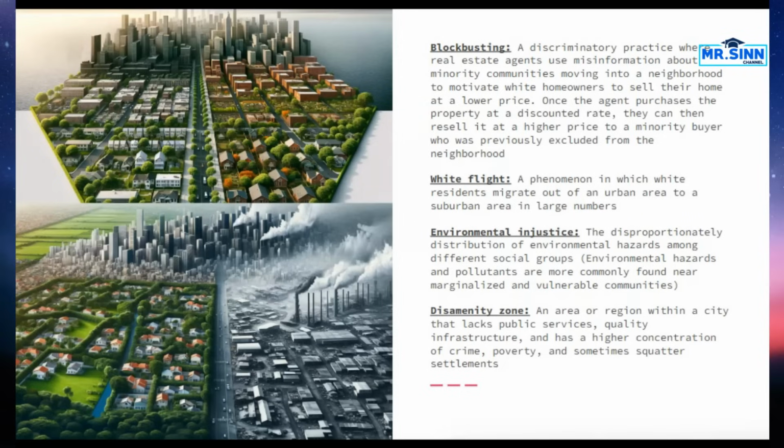You also could see environmental injustice and disamenity zones on the test. These are two terms that are listed in that CED. Environmental injustice, remember, is this disproportionate distribution of environmental hazards. So it seems weird to think about environmental injustice. What it's looking at is, where are pollutants located? Are they equally distributed? Are they away from all people?